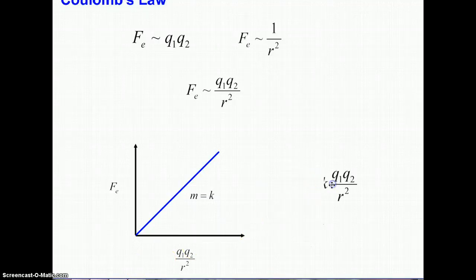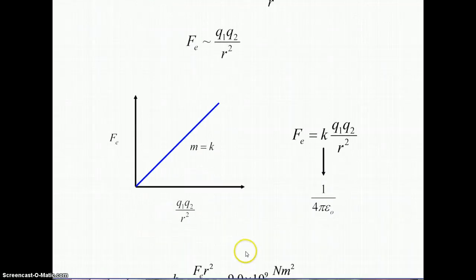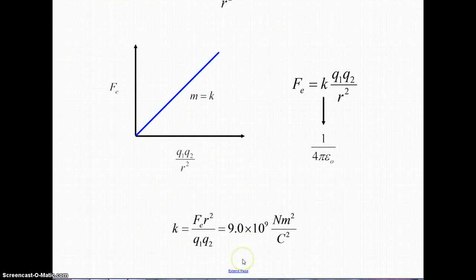Fe then became equal to k q1 q2 over r squared, where k is the proportionality constant for a graph of Fe versus q1 q2 over r squared. On your reference table, you'll also discover that k has a value that's equal to 1 over 4 pi epsilon 0, epsilon 0 being the permittivity of free space. We just substitute the value of the electrostatic constant, which is k equals 9 times 10 to the 9th newton meters squared per coulomb squared.